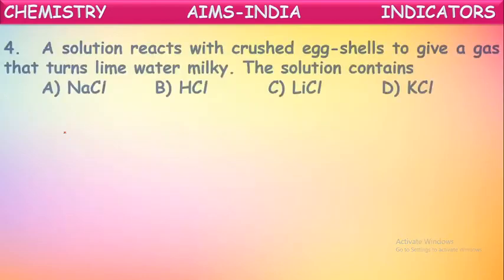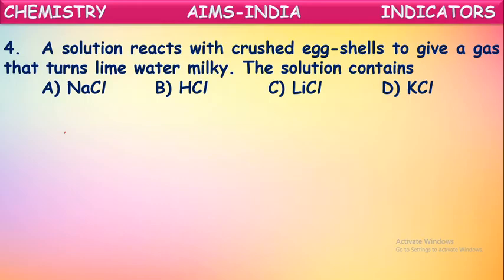Okay, next question. A solution reacts with crushed eggshells to give a gas that turns lime water milky. Then the solution contains... What have they done here? They have taken crushed eggshells and made them react with a solution. Then a colorless gas is produced, and the gas turned lime water milky. We know which gas turns lime water milky.